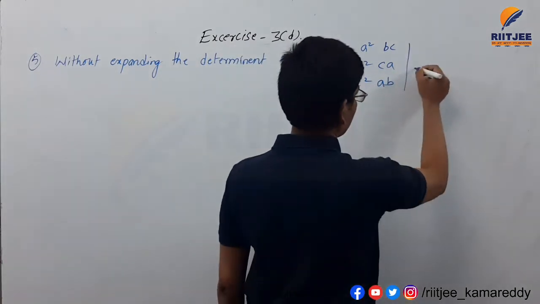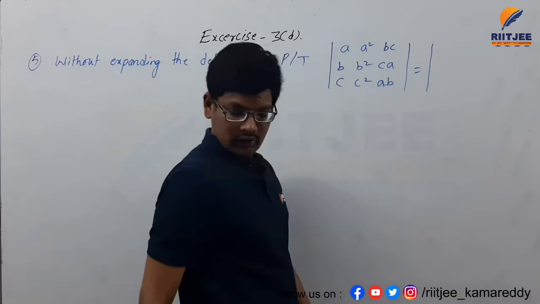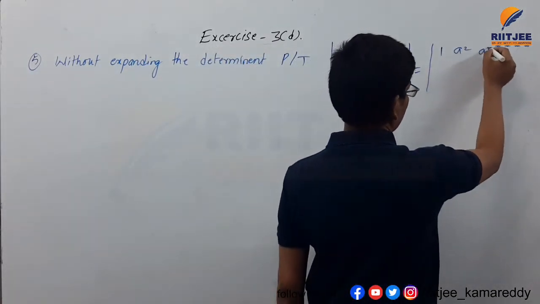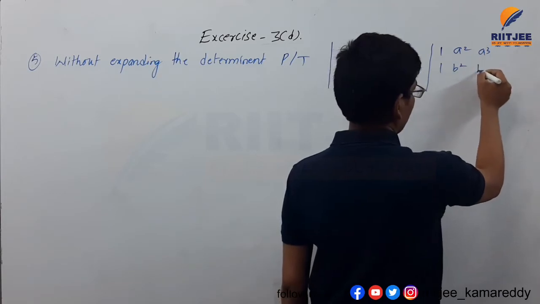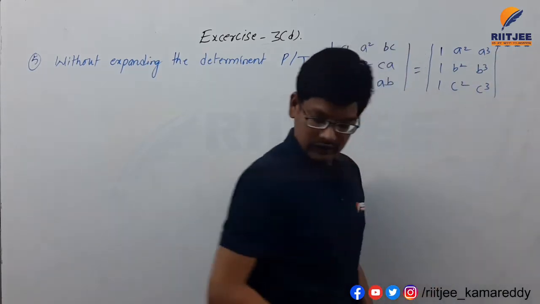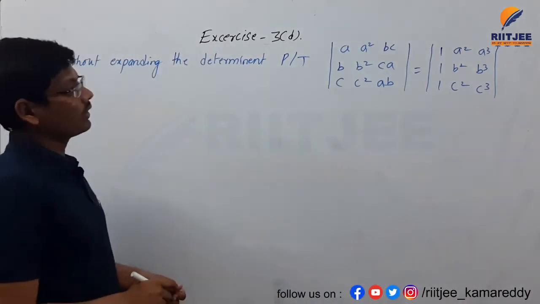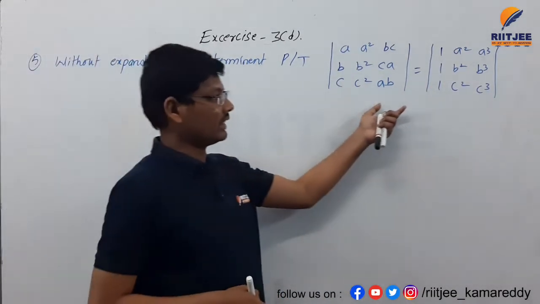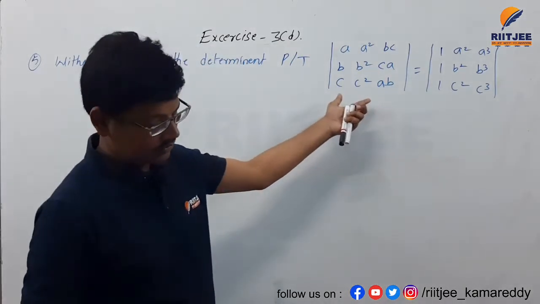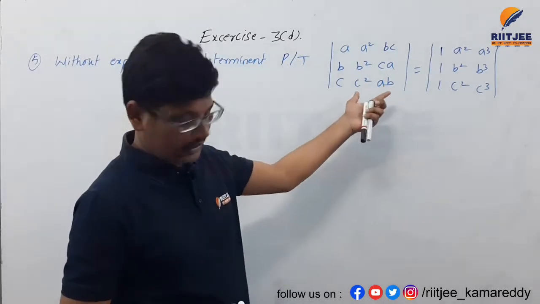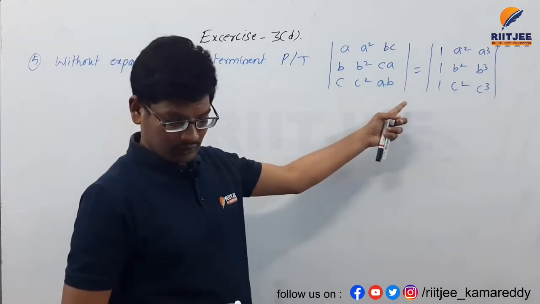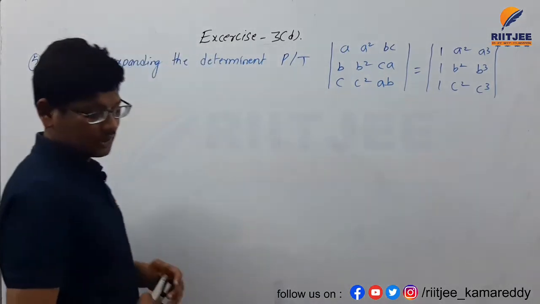This is equal to the modulus of the determinant with rows 1, A square, A cube; 1, B square, B cube; 1, C square, C cube. He has given this matrix here, and this is the question: A square BC, B square CA and C square AB. This is the right one.